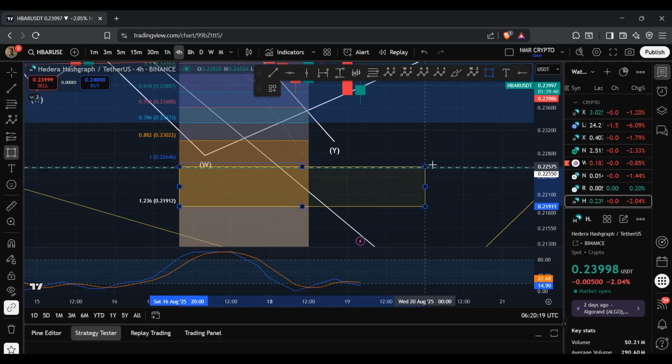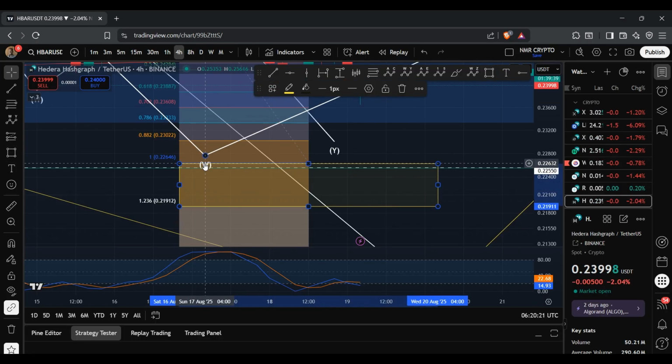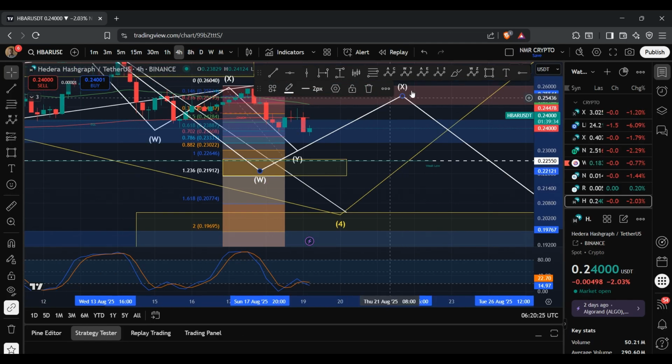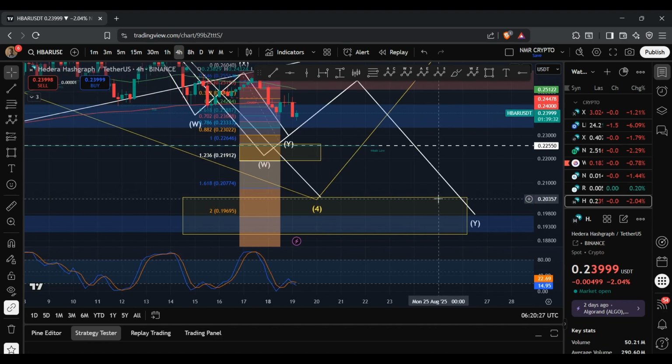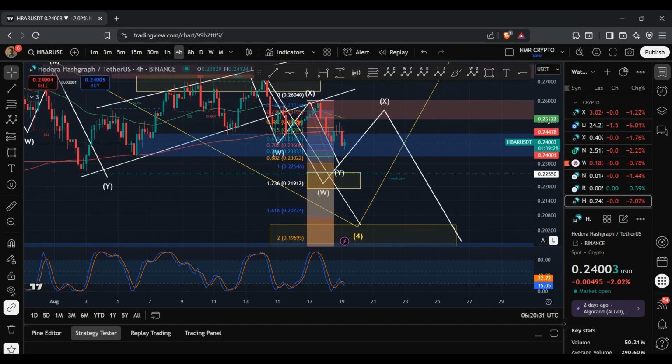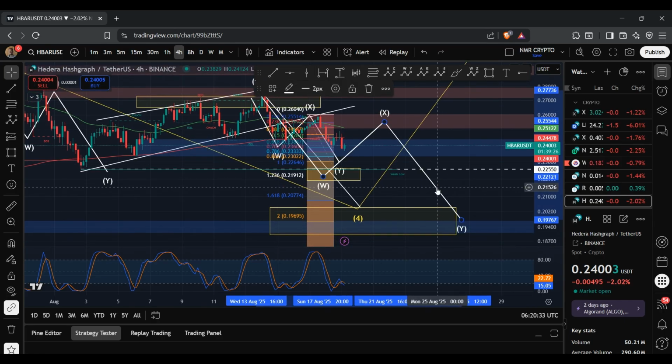And so if I draw this in, this here would then form the W wave, and then shortly after we'll then see a corrective move to the upside to form the X wave, followed by another push to the downside to form the Y wave. So that could be one structure that would form the Y wave. The other structure could be a 5-wave structure.